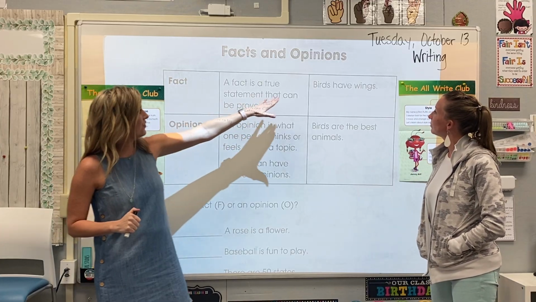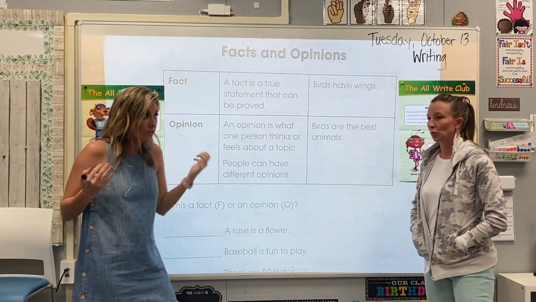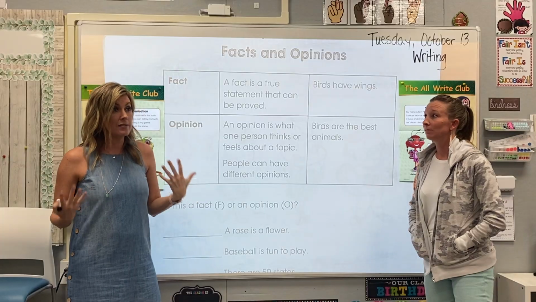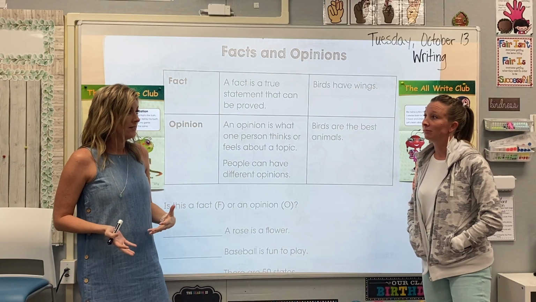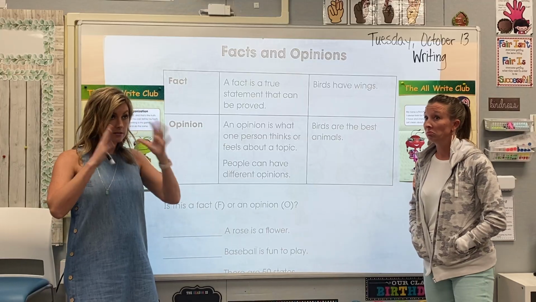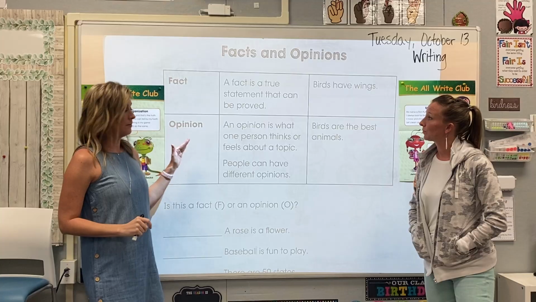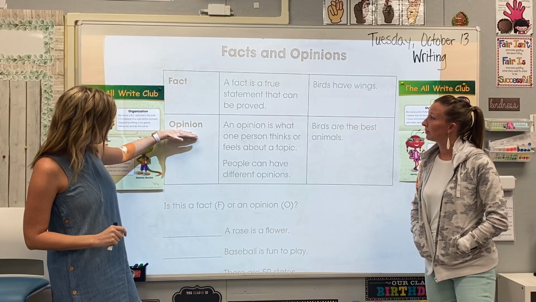Here's an example of a fact. Birds have wings. It's a fact. If I look at a bird, I can see its wings. I'm not saying that I think a bird has wings. Birds have wings. If I can see it and I can prove it, it is a fact. Okay. Here's the difference. Opinion is different.